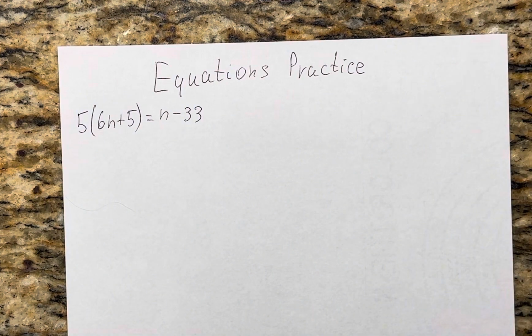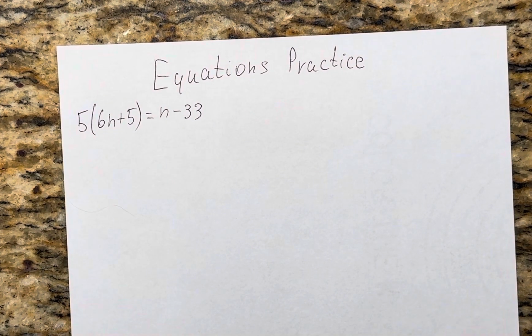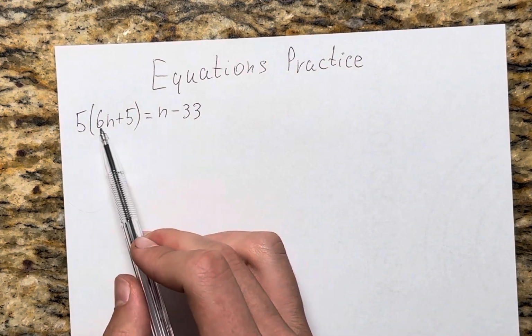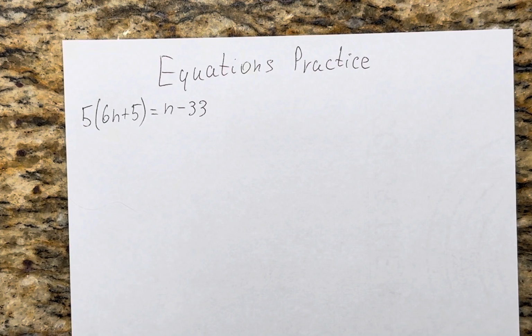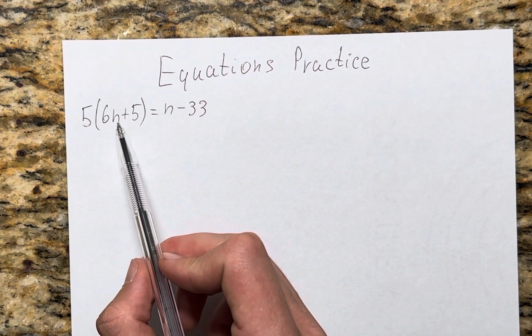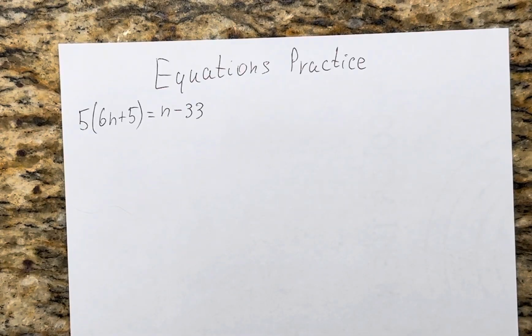Alright, first problem. 5 times (6n plus 5) equals n minus 33. That's a bit unusual because we have two variables and they're on different sides of the equal sign. So, remember, our goal is to leave the variable on one side of the equation by itself.